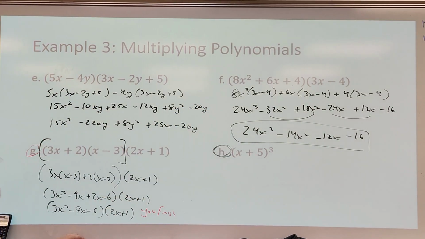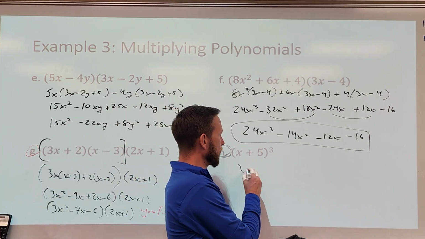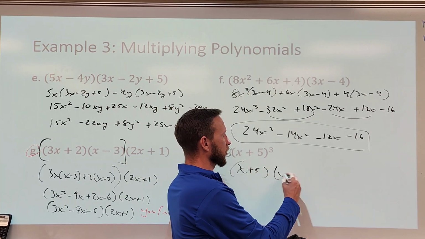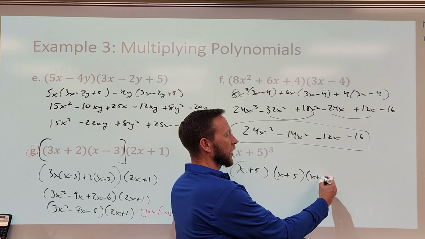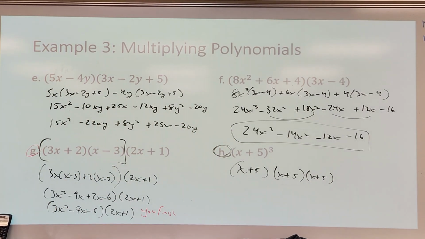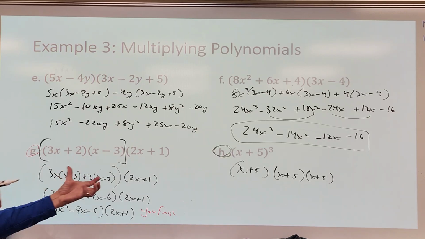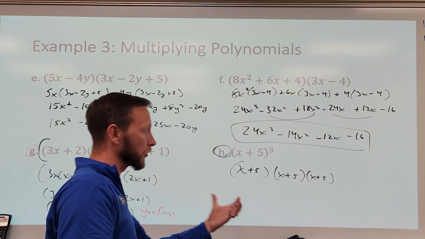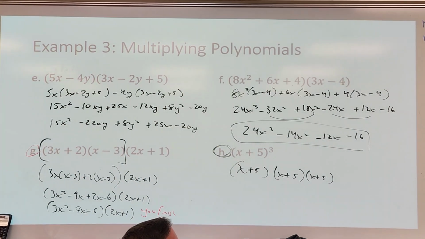For x plus 5 to the third power, I want for us to recognize that this is x plus 5 and x plus 5 and x plus 5. So we can't just make x cubed plus 125. That's not going to work, right? We know that there's going to be some squared quadratic terms. There's going to be some linear terms along with those constants.